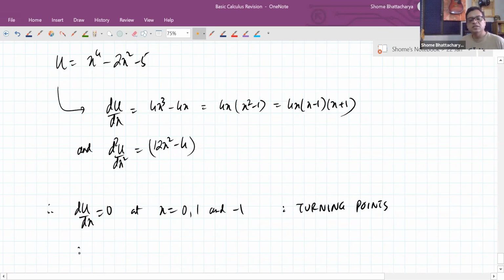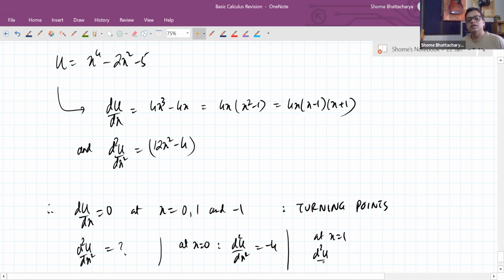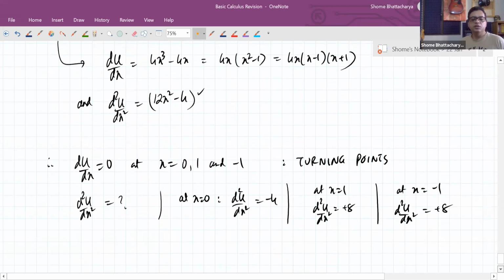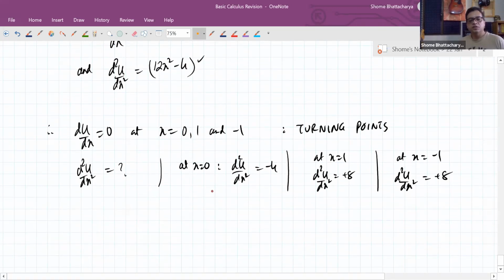And we can see the second derivative at x equal to 0 is minus 4. At x equal to 1, the second derivative is plus 8, and at x equal to minus 1, the second derivative is again plus 8. From this value you can see, substitute x as plus minus 1 here. So immediately you can understand that this function will have local maxima.